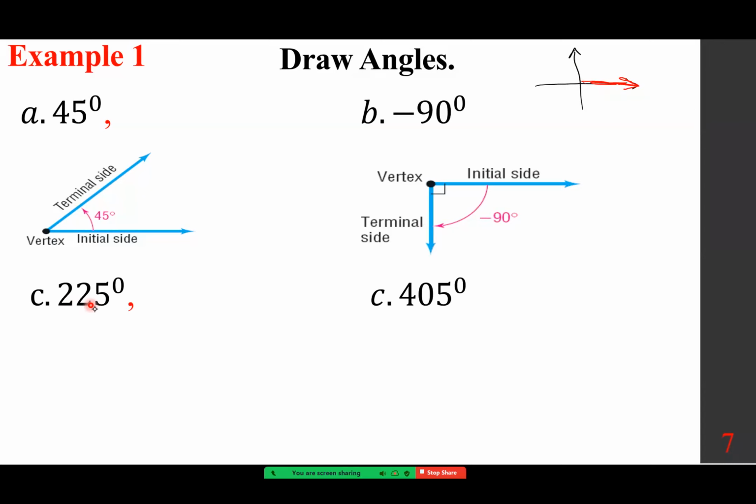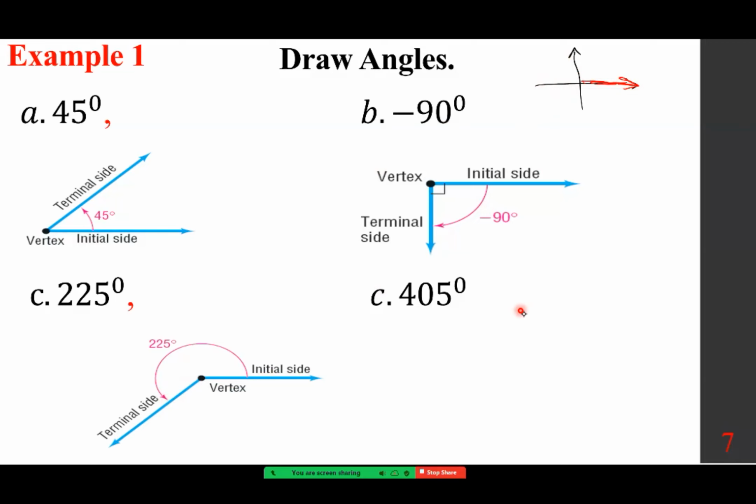We want to go with 225 degrees. Notice that 225 is larger than 180. So going back, this is your initial side. If you go all the way to here, that is 180. So you go further by 45 degrees, and that becomes 225 degrees. The initial side is along the positive side of the x-axis. Again, this way is 180 degrees, so you go another 45 degrees.